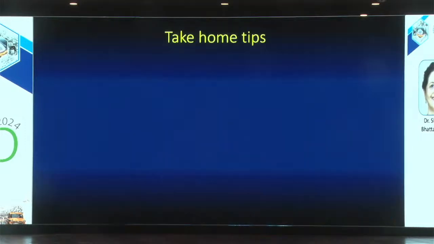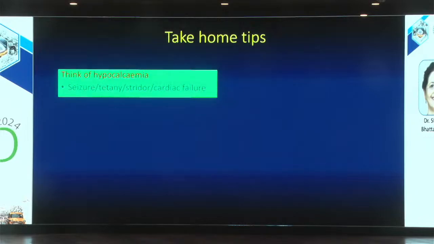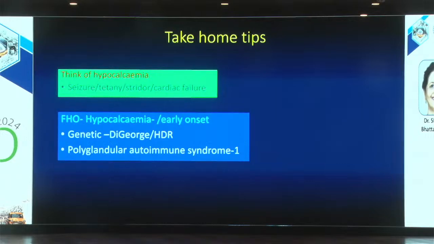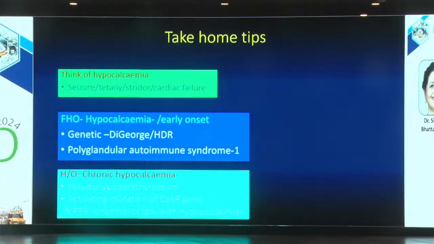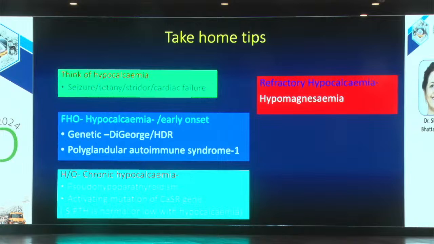To summarize whatever I have spoken till now, the take-home tips: think of hypocalcemia in any newborn, infant, or child who presents with seizure, tetany, stridor, or cardiac failure. If there is a family history of hypocalcemia or very early onset hypocalcemia, always rule out genetic causes along with APS. If you have chronic hypocalcemia, do a proper examination, rule out pseudohypoparathyroidism and, very rarely, CASR gene mutations.